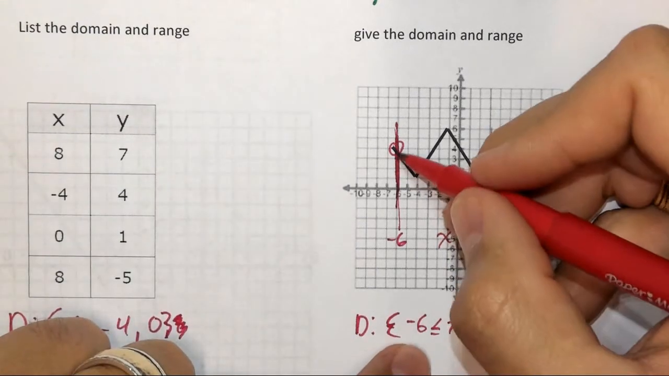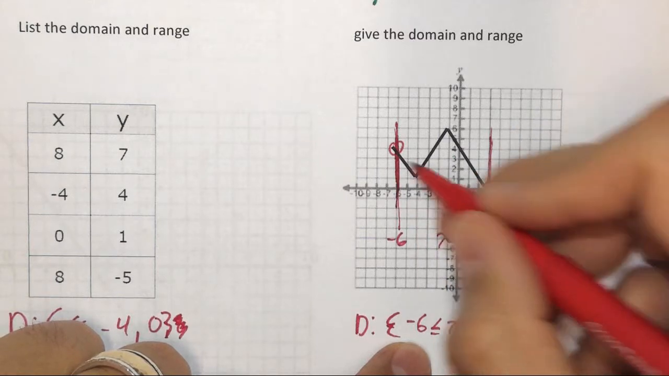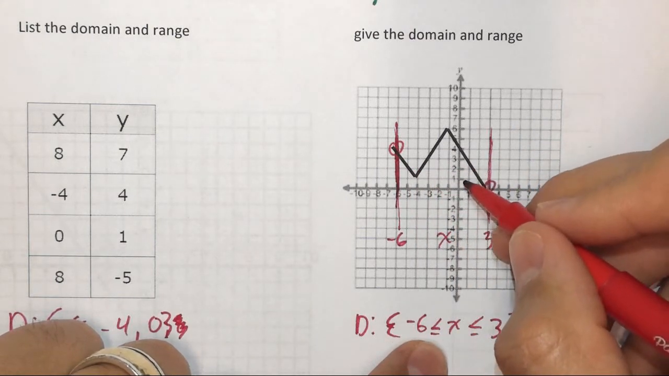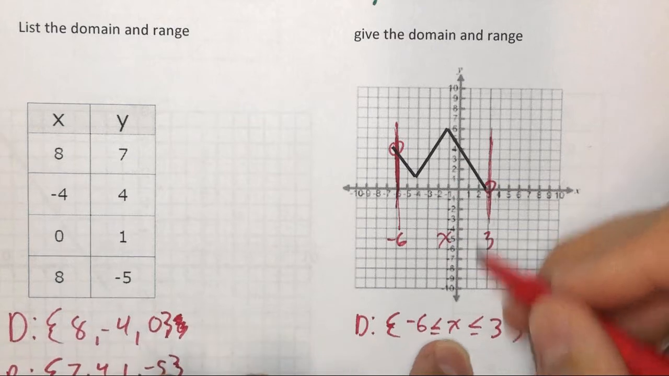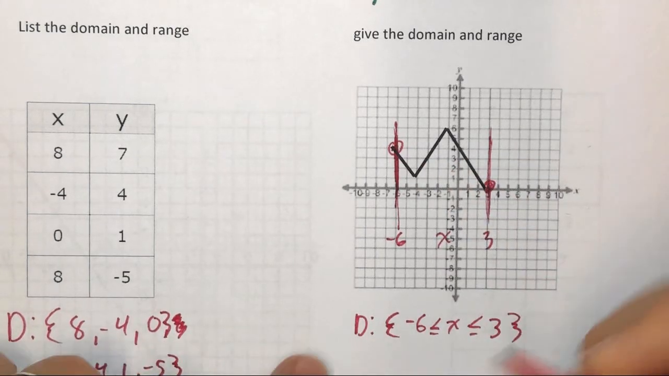But this -6 goes over here. It's my smallest point. And that's less than all the other x values. Then I have my x, of course. And then this x is less than 3 because nothing is bigger than 3 over here.